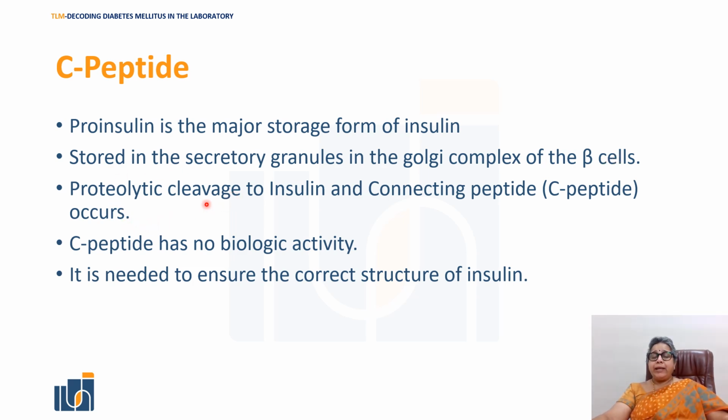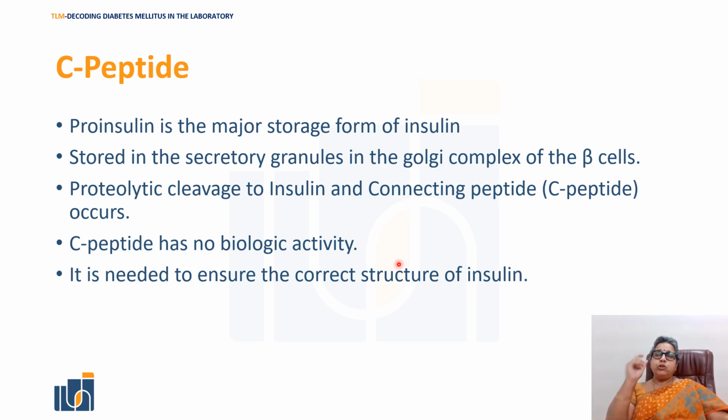Now, proteolytic cleavage to insulin and connecting peptide occurs. So this proinsulin gets cleaved, gets split into insulin and the connecting peptide, which is called C-peptide. The full form of C-peptide is connecting peptide. This C-peptide has actually no biological activity. It does not go and do anything, but it is needed to ensure the correct structure of insulin.